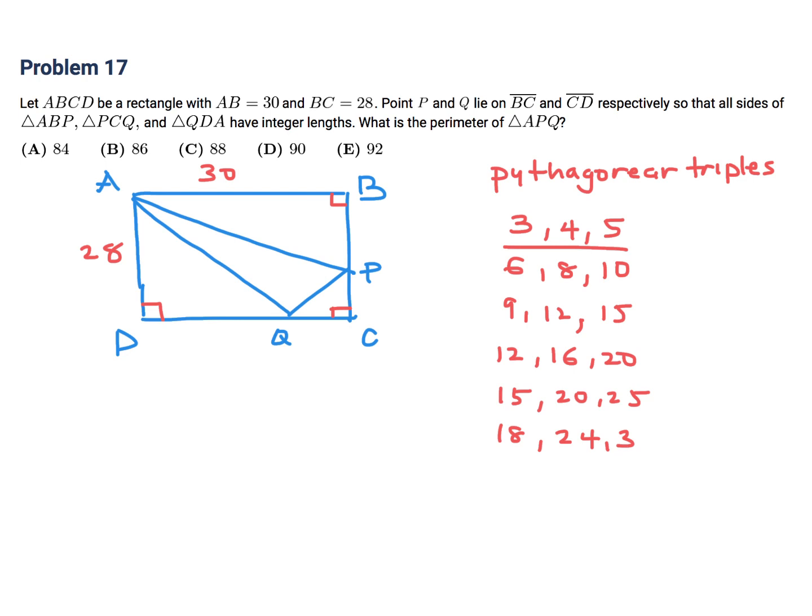Because I'm tempted to label it and do equations, but I think that would be unnecessarily time consuming. Okay, let's figure this out. These numbers are what I have to work with, so let's see if any of those numbers appear anywhere here. The 30 appears here, so let's see if I can use that. Oh, but that's not a hypotenuse though.